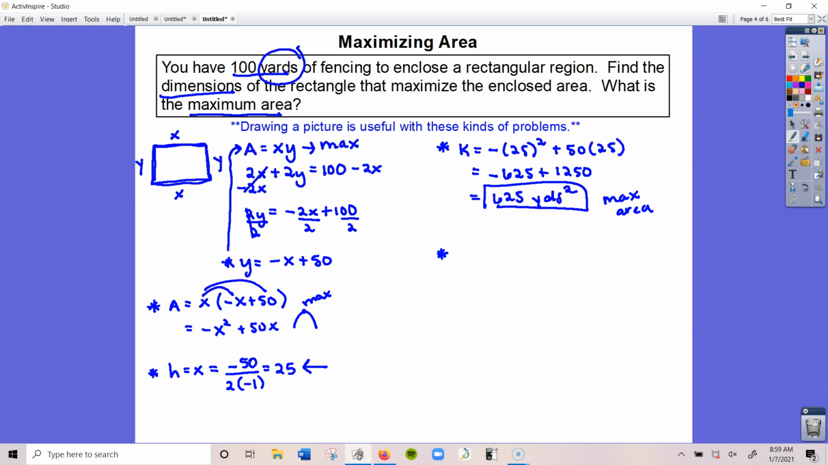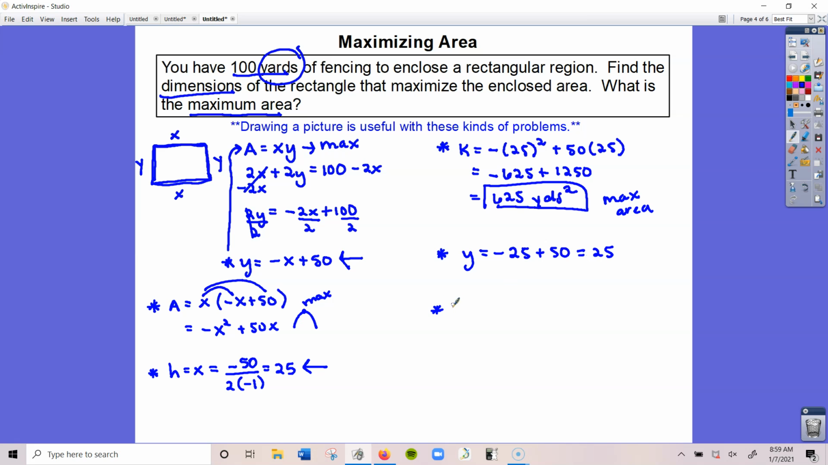Now to solve for the dimensions, we have 1, which is 25. That's the x. So we can come to this equation here that's solved for y and plug it in to solve for the other dimension. So y is equal to negative x, which is 25, plus 50. And negative 25 plus 50 is 25.